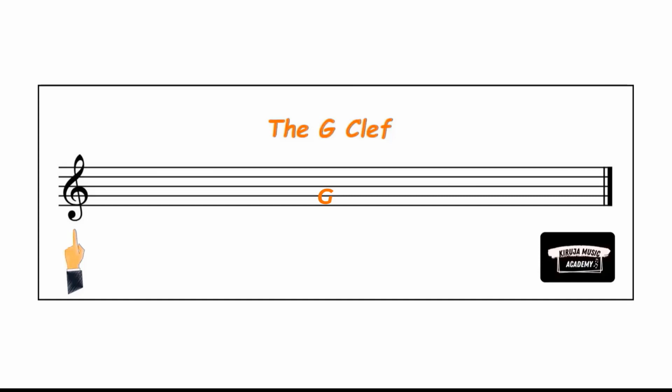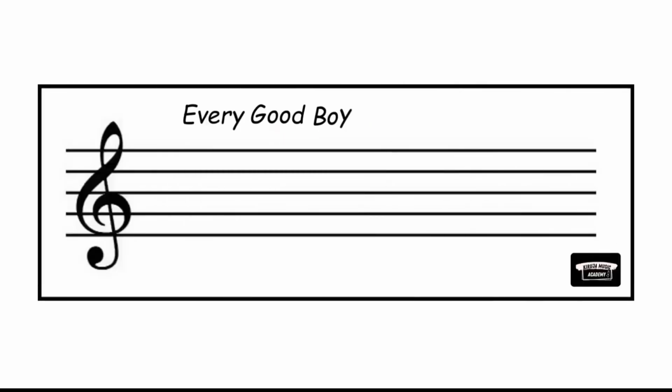of G. And the easiest way to remember the letter names of the lines is to spell out the mnemonic, "Every good boy does fine." The first letter of every word represents the letter names of the lines from the bottom to the top. Therefore, the first line is an E, the second is a G, the third is a B, the fourth is a D, and the fifth is an F.